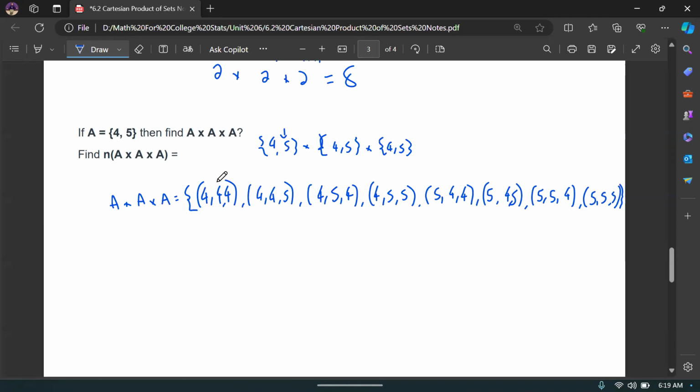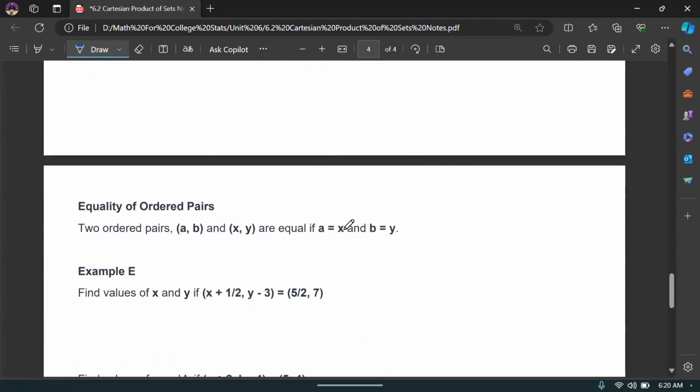Again, because the number of elements in each one is 2, right? 2 elements, 2 elements, 2 elements. We should have a total of 8. 2 times 2 times 2 is 8. And you can see we have 8. So that's perfect. All right.